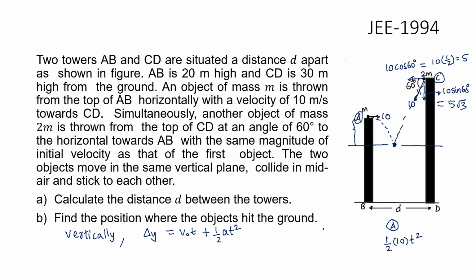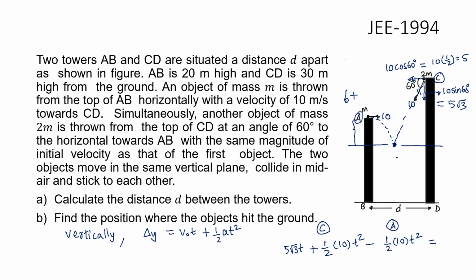Okay. So for particle C, the vertical displacement is, but here it has initial velocity. So I will say 5 root 3 t, plus, oh sorry, I need to use, yeah, I think plus is okay. Let us take downward direction as positive, so we can use plus. So half gt square, 10 t square. Okay, so if I subtract, I should get the difference in the tower heights.